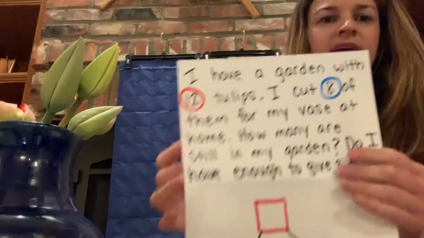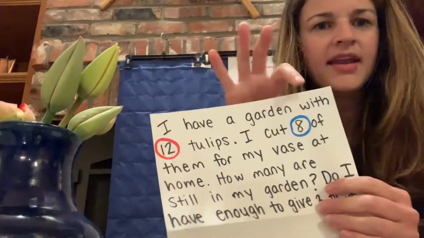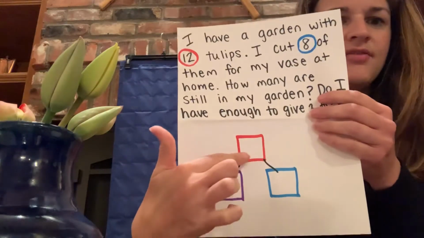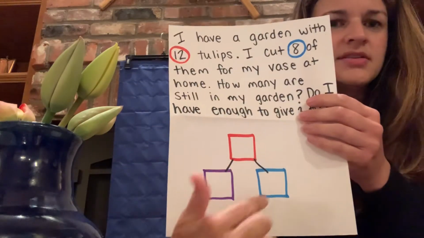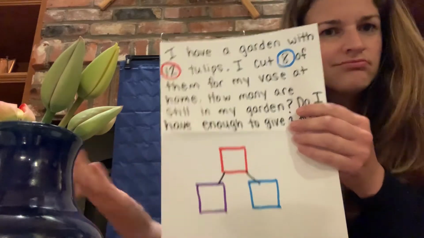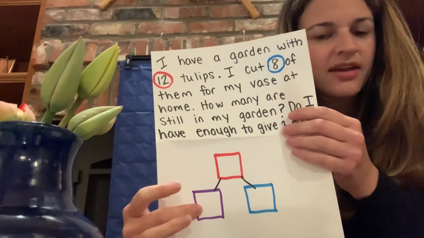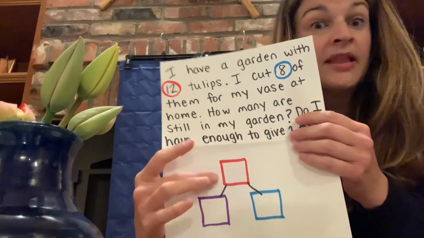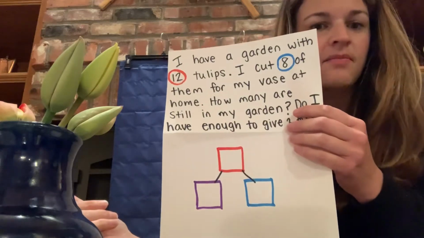And then it says, so I have a whole and I have a part. I have a whole and I have a part. So what am I missing? I'm missing that other part, aren't I? So here's what we're gonna do. We're gonna start plugging those numbers into our number bond.